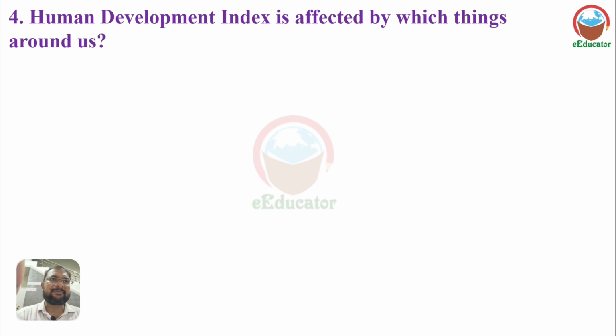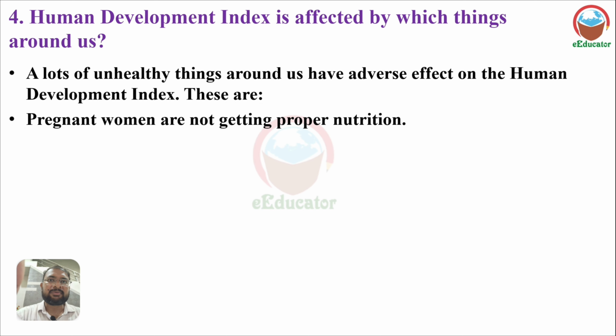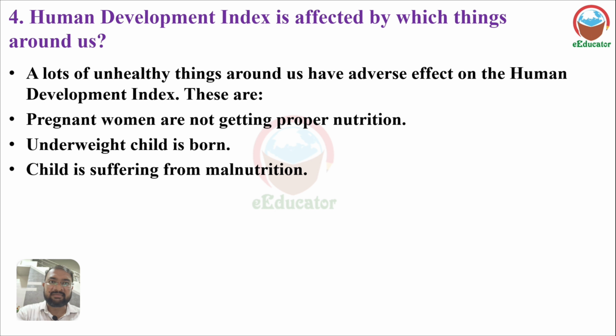Human development index is affected by which things around us? Okay, it is affected by which things around us. So lots of unhealthy things around us have adverse effects on the human development index, and these are the ones here. Look, presently we still find that pregnant women are not getting proper nutrition, although a number of schemes have been provided by the government. Still, women are not getting proper nutrition. An underweight child is born, and the child is suffering from malnutrition, not getting proper vitamins and iron here.